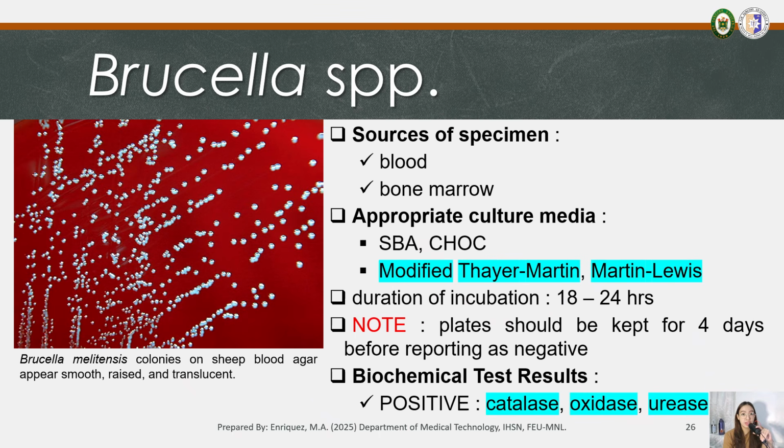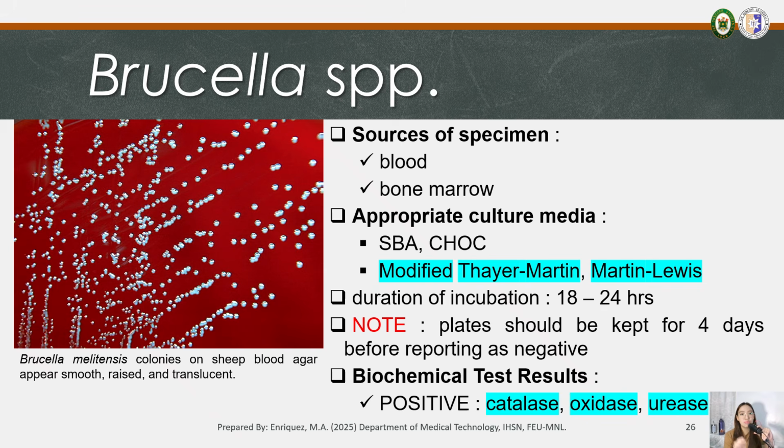Appropriate culture media includes sheep blood agar, chocolate agar, as well as the modified Martin and Martin Lewis agars that are typically used in the isolation of Neisseria. So again, the modified Martin agar and the Martin Lewis medium, which are formulated for the isolation of Neisseria gonorrhoeae, could also be used to isolate the Brucella species. Keep in mind that Brucella species are slow growing.